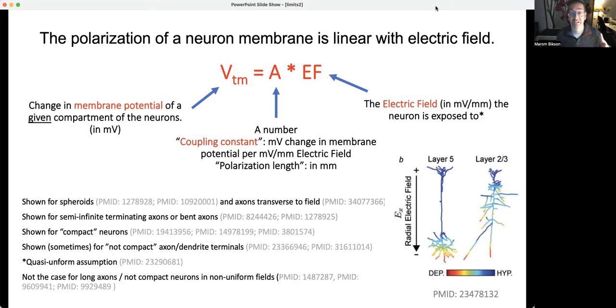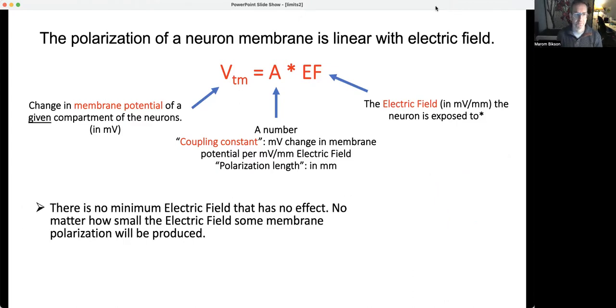But again, to be very clear, there is more complicated math when you have non-compact structures or structures unlike what I'm talking about here. And so when you look at this equation and you say, well, then what is the lowest possible electric field that will have an effect? The answer is there is no lowest electric field, right? Because this is linear.